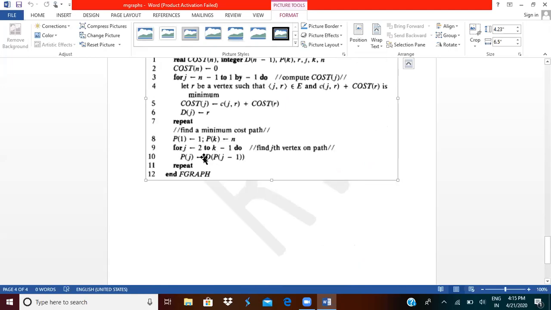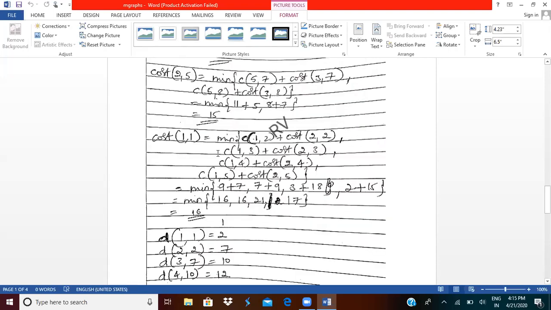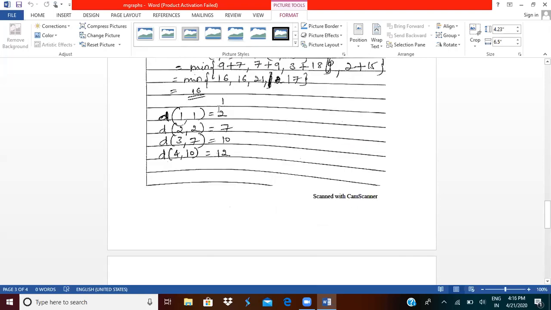J becomes 4. Is 4 less than 4 true? Okay, initially I have initialized the J value to 2. 2 is less than 4. K minus 1: K stage graph means 5 stage graph, so 2 to 4 I have to take. So P of 2 is equal to D of P of 1. P of 1 is 1. D of 1 is 2.